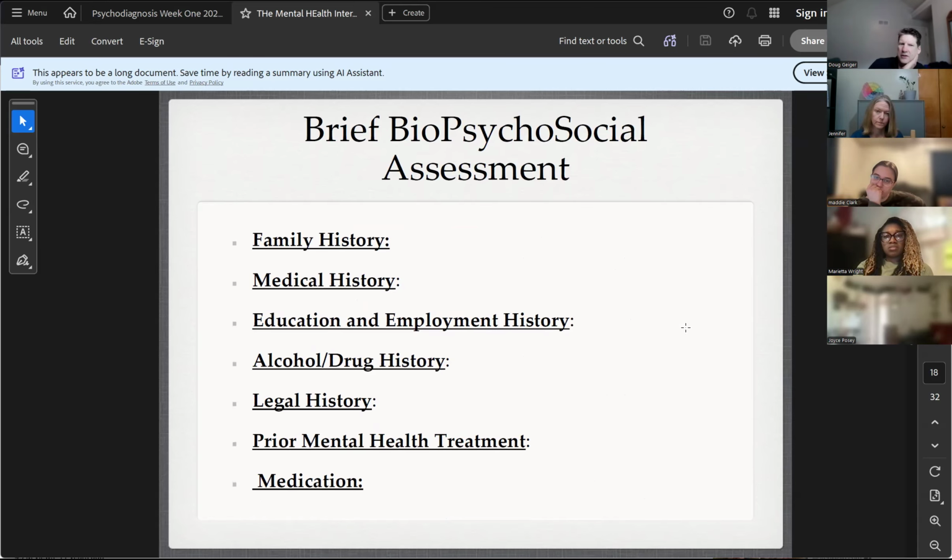Okay, family history, medical history. This is what it looks like, right? And there are questions under each. So education and employment history, alcohol and drug use, legal history. Why do you think we want to know their legal history? What would be involved in knowing their legal history, you think?